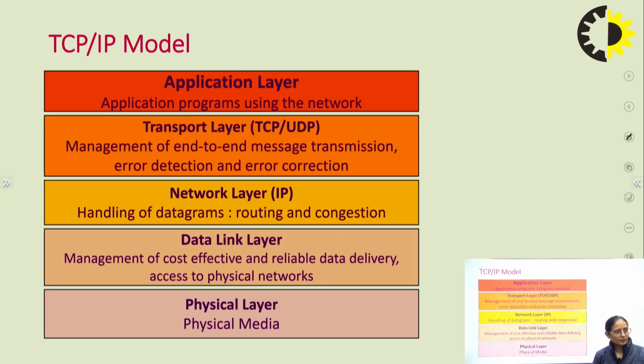Let's see how things are being done. At the physical layer, we are having physical media. Above that, DLL, that is the data link layer. Management of cost effective and reliable data delivery and access to physical networks are handled at this layer. Above that, the network layer: IP addressing, handling of datagrams, routing and congestion are done here. At the transport layer, 2 protocols, either TCP or UDP, operate. Basically, they are responsible for end-to-end message transmission, error detection and error correction. And the application layer, as usual, has application programs using the network.